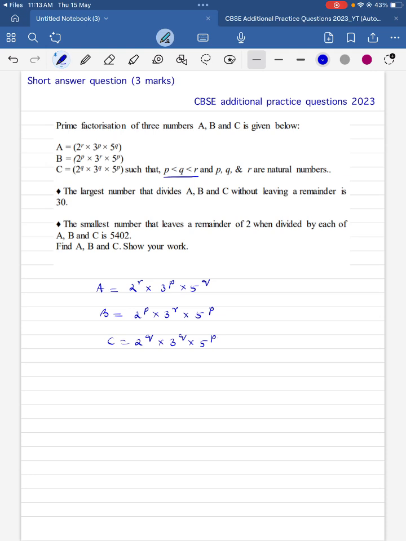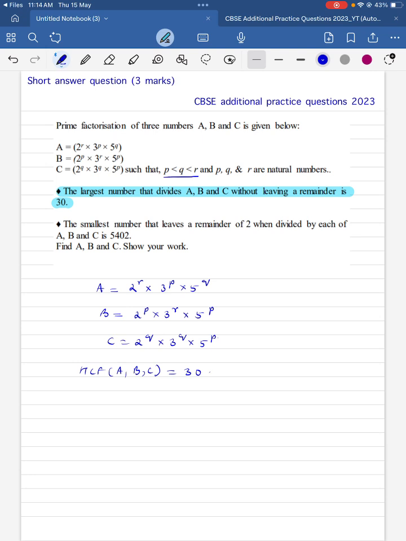Now, let me use the first clue. The largest number that divides A, B and C without leaving a remainder is 30. What will be that largest number? It will be the HCF of A, B and C together. So they've given you that the HCF of A, B and C is equal to 30.